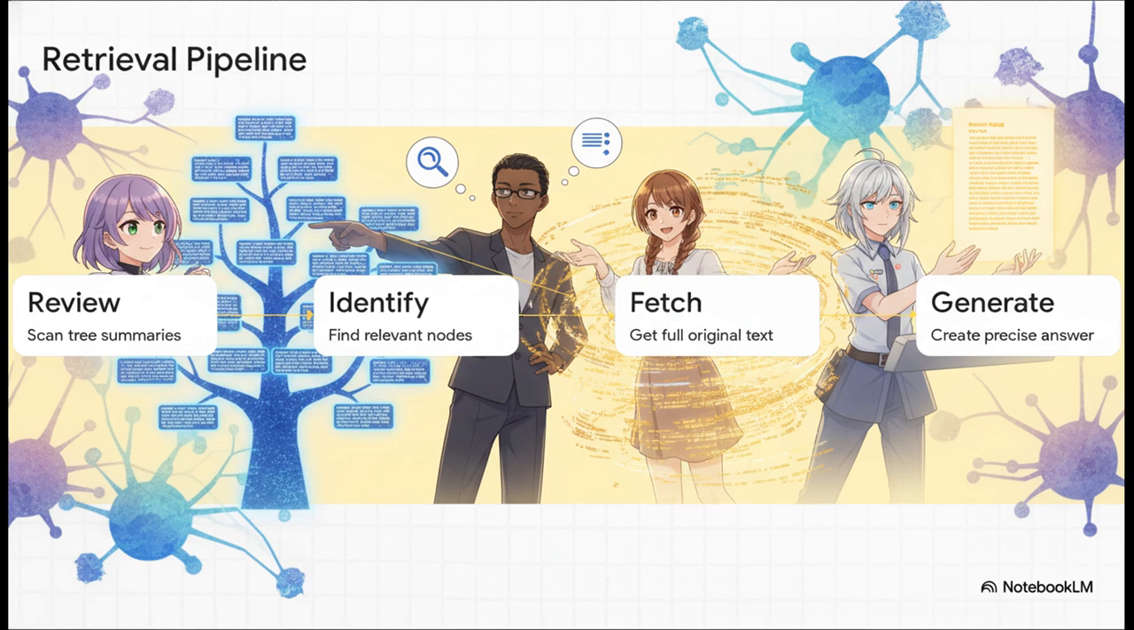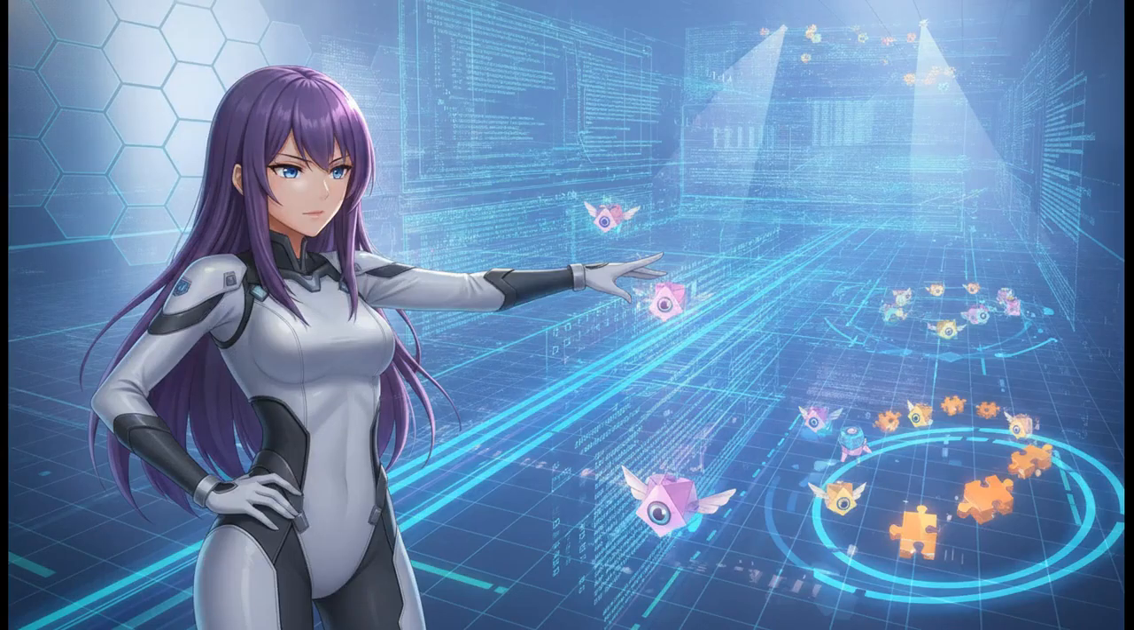Second, it uses its reasoning to identify exactly which nodes are actually relevant to the user's specific query. Third, it uses those node IDs we talked about to fetch the full original text from the document. And finally, it generates a precise answer. Notice the difference? It only pulls the full, massive text when it logically knows for sure it has found the right section.